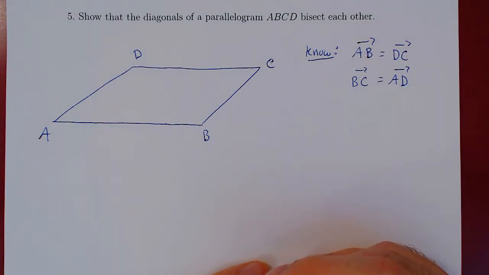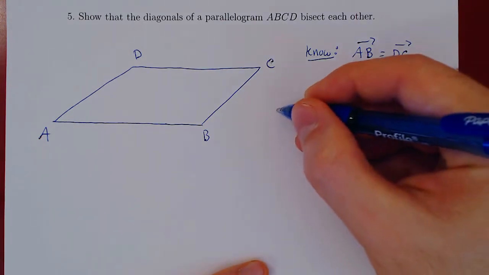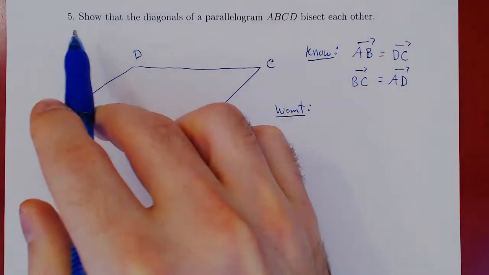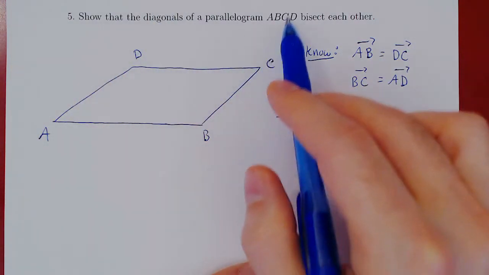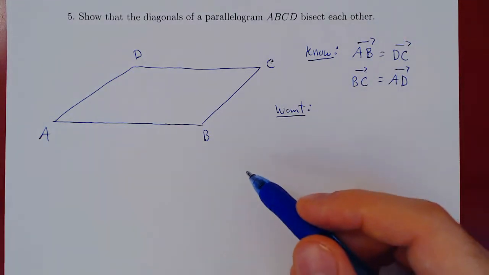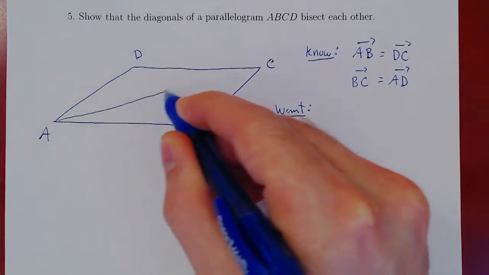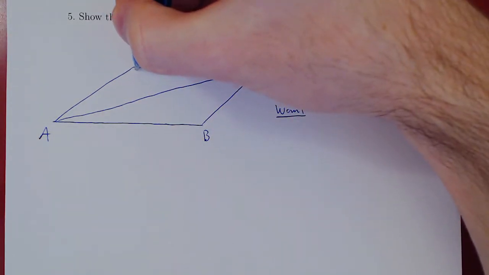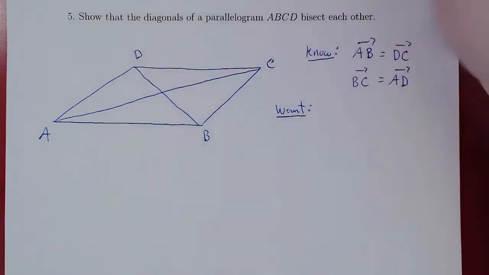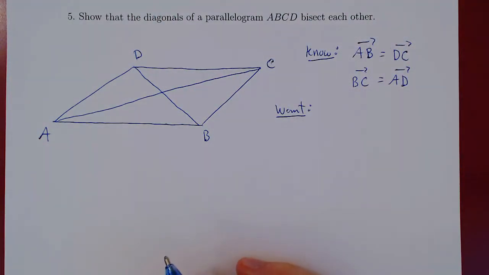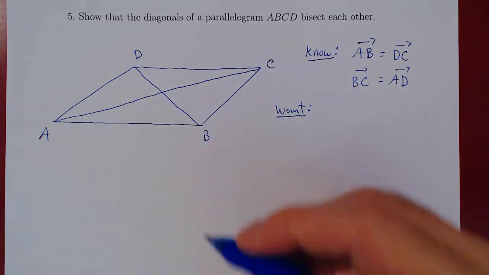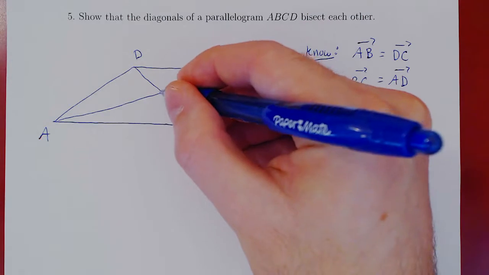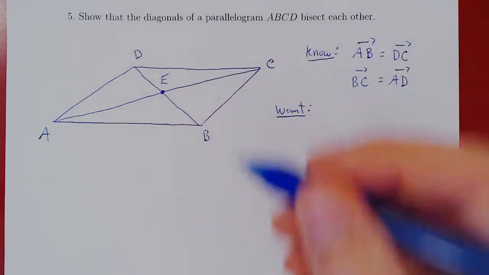And what do we want to show? Well, the result says show that the diagonals of what you know to be a parallelogram will bisect each other. So let's draw both diagonals, diagonal AC and diagonal BD, and we want to show that they bisect each other. Well, let's give a name to the point of intersection of both diagonals. Naturally, we can call this E.